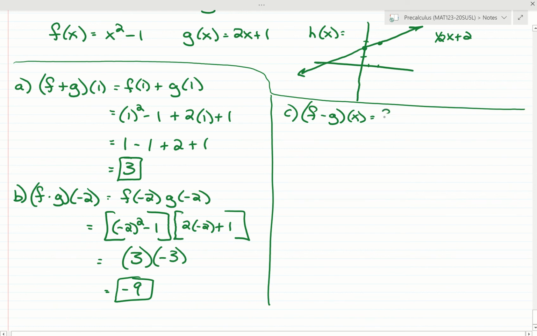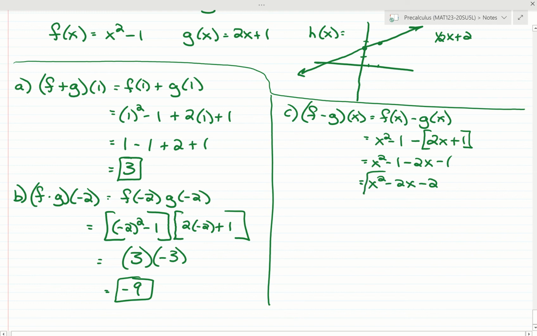Well, that just means f of x minus g of x. So f of x was x squared minus 1 minus 2x plus 1. Now just remember, we're subtracting the whole function, right? Not just the 2x. So this is just x squared minus 1 minus 2x minus 1. Gives us x squared minus 2x minus 2.